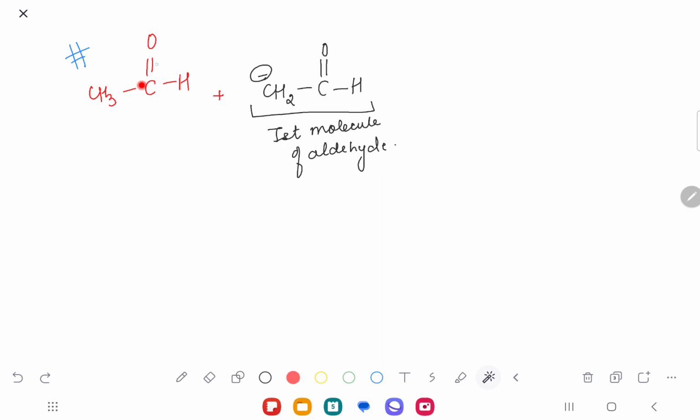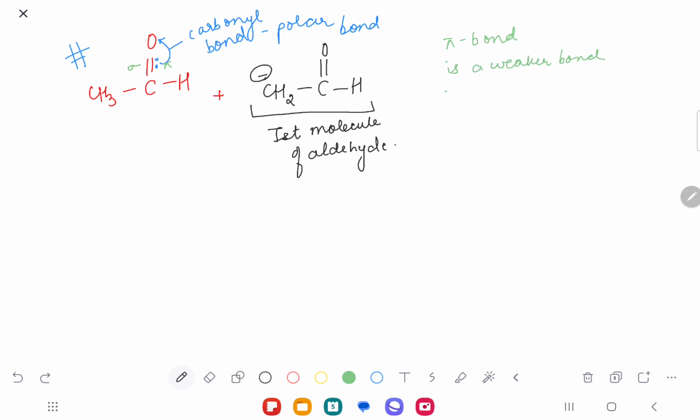You see this negative charge. So you understand the C=O bond is a polar bond. This is a carbonyl bond, and the carbonyl bond is a polar bond, isn't it? So this bond is going to open towards oxygen. Both the electrons are going to shift towards oxygen, because one bond is a sigma bond and another bond is a pi bond, and the pi bond is a weaker bond. Yes or no? So obviously the weaker bond opens up. The weaker bond opens up towards where?